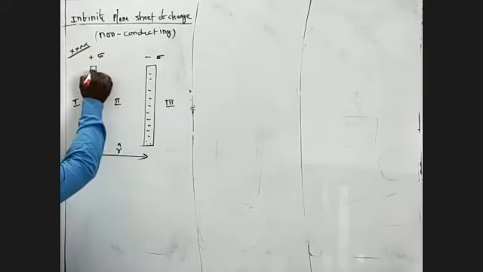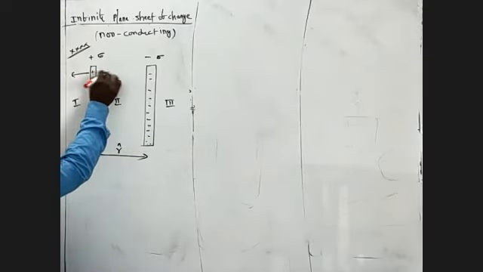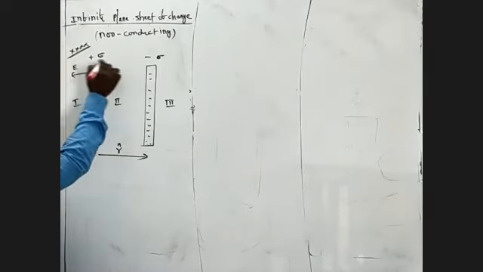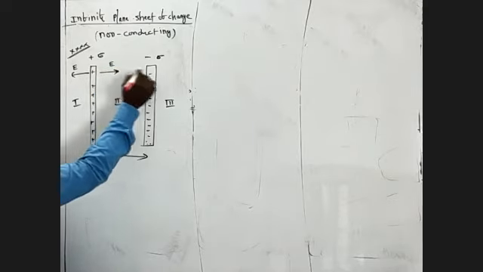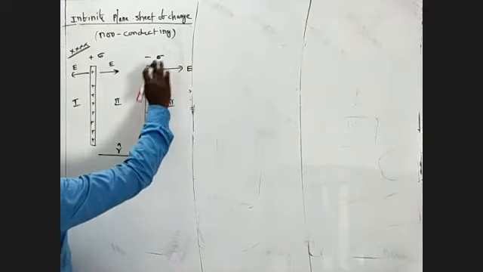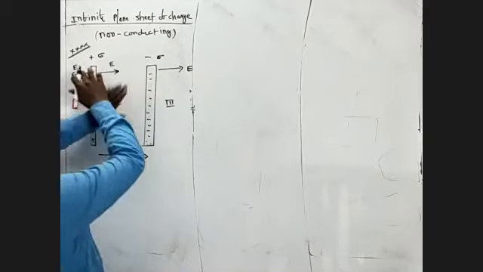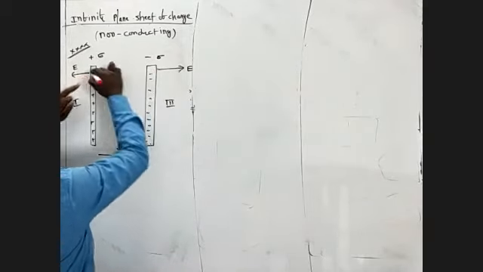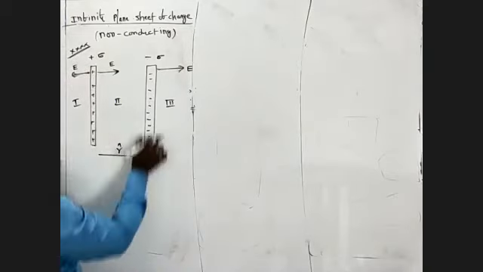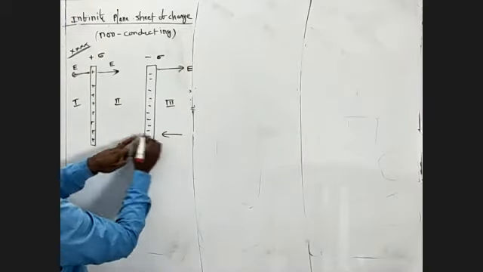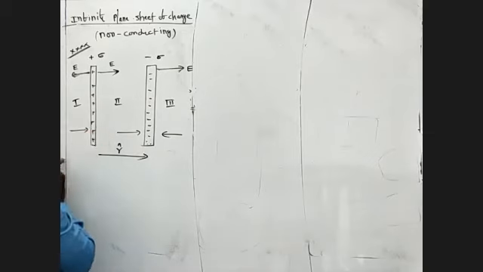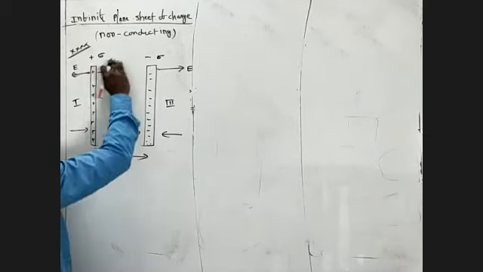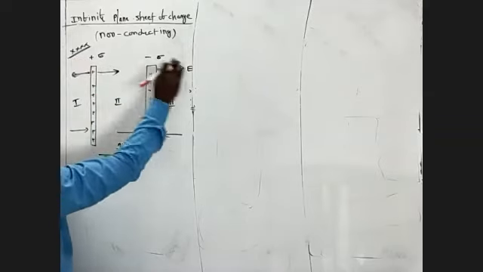Now the direction of the electric field is away from the positive plate. This is the direction of the electric field E. This is also E, the electric field for this plate. So this is a positive plate; the electric field is away from the plate. This is a negative plate; the direction of the electric field is towards the plate.